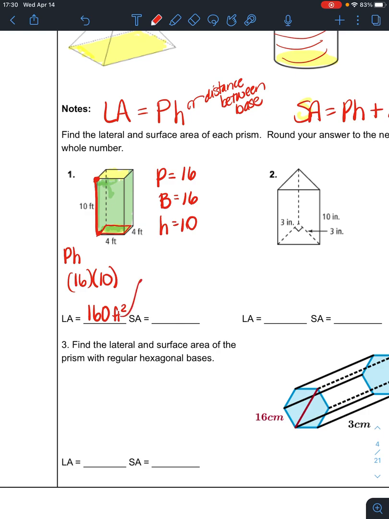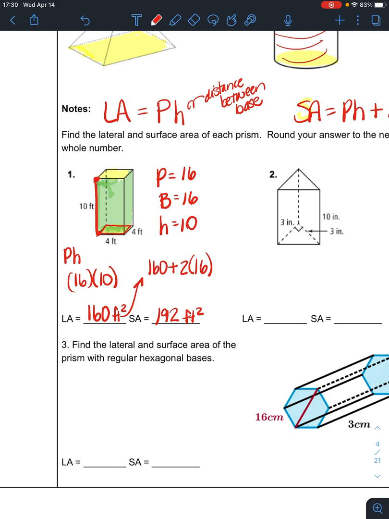Okay, so then I'm going to take what I just found for my lateral area, and I'm going to add 2 bases. Well, I found that my bases had an area of 16. So I would take 160 and add 32 and get 192. So surface area would be 192 feet squared.